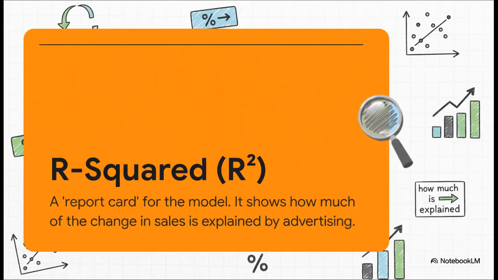So R-squared, the easiest way to think about it is like a report card for our model. It's just a number between 0 and 100%, and it tells us how much of the ups and downs in our sales can be explained by the ups and downs in our advertising. And yeah, a higher score is definitely better.